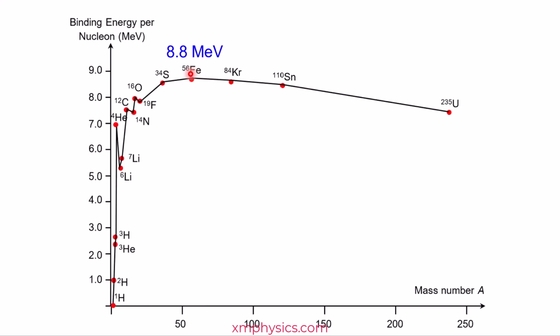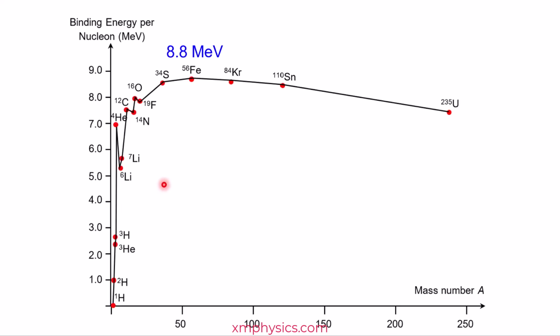Because if you want to just pluck one neutron out of iron-56, you need 8.8 mega electron volts of energy. Whereas if you want to pluck one neutron or proton out of uranium-235, you require something that's around 7.5 mega electron volts. If it takes less energy to change the composition of the nucleus, then it's a less stable nucleus, right?